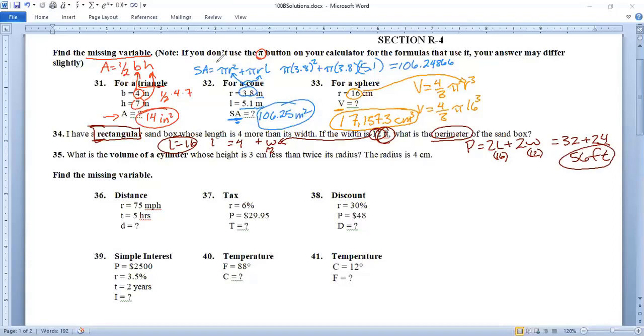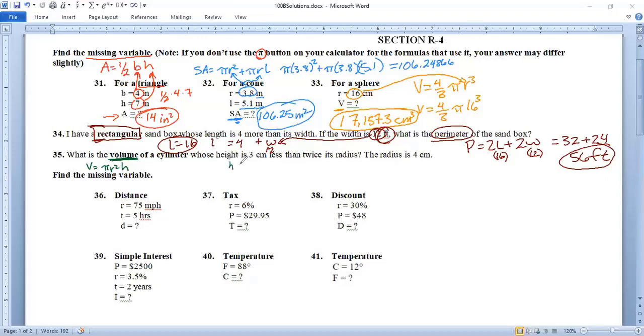Okay, number 35. What is the volume? We're looking for the volume of a cylinder. That has a formula: volume equals pi r squared h. Pi r squared h. Volume of a cylinder whose height is 3.